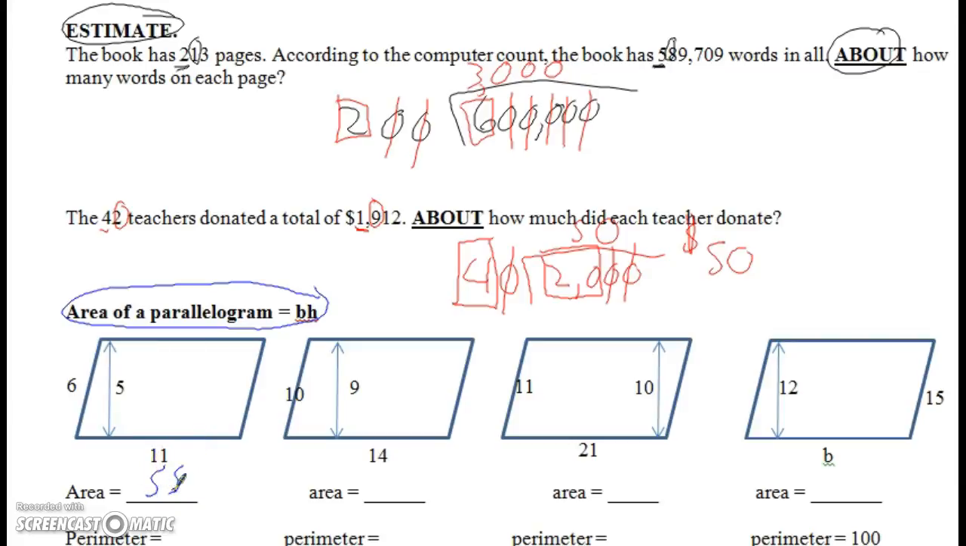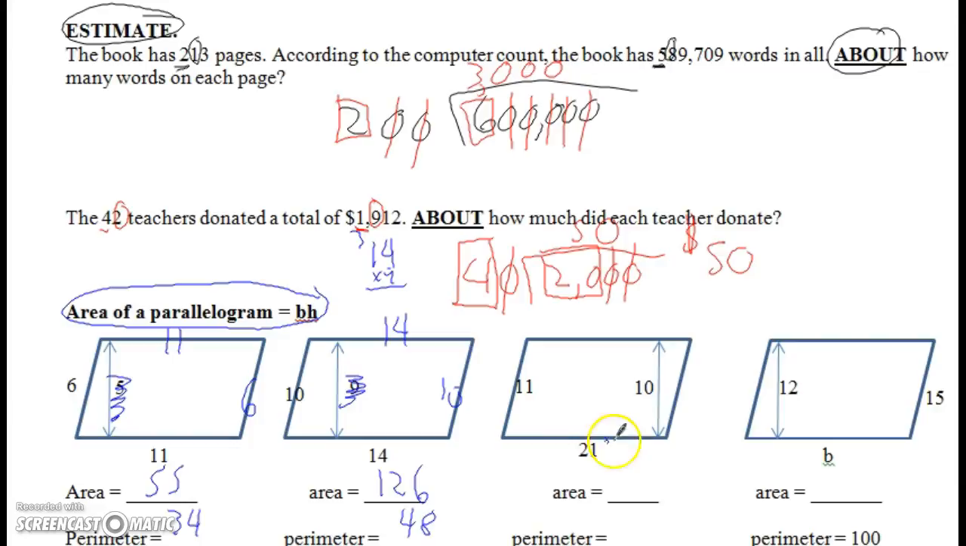Perimeter, I'm going to add all the sides. So this side's also 11, this side's also 6. I don't need the 5 anymore because that's not one of the sides. So I got 22 plus 12 is 34. The next one, area, base is 14, height is 9. 14 times 9, I get 6, carry my 3, 126. This side's going to be 10, this side's going to be 14, and I don't need the 9 anymore. 14, 14 is 28, plus 20 is 48.